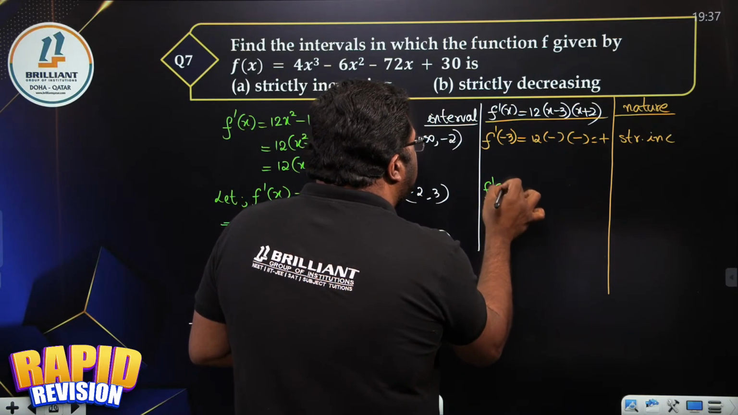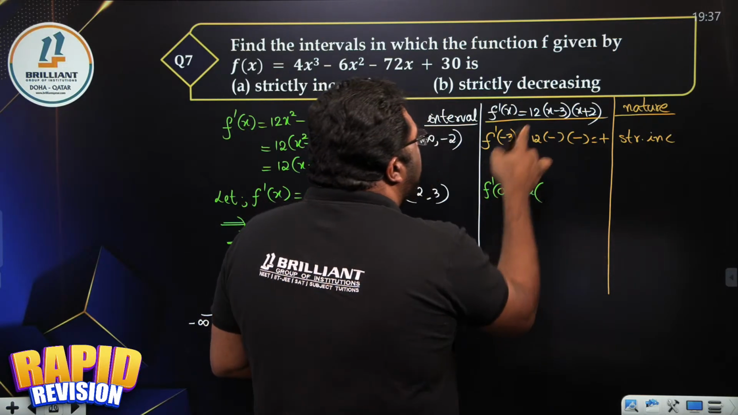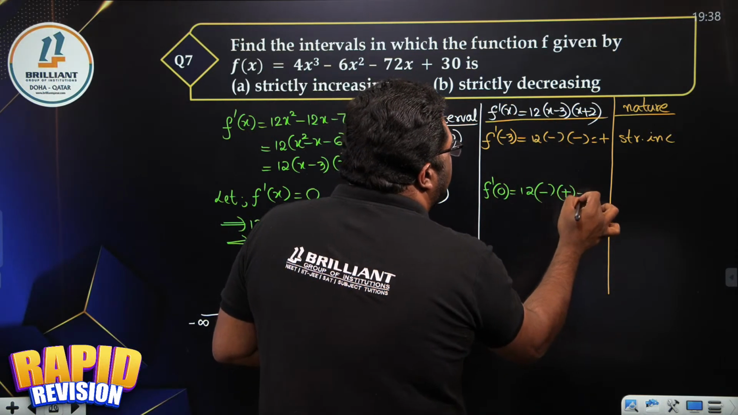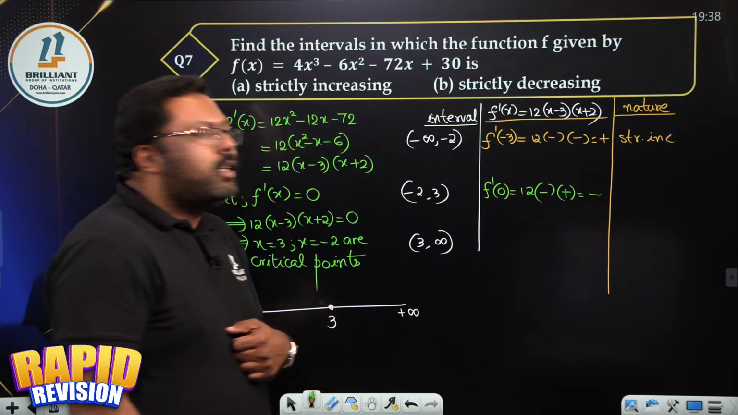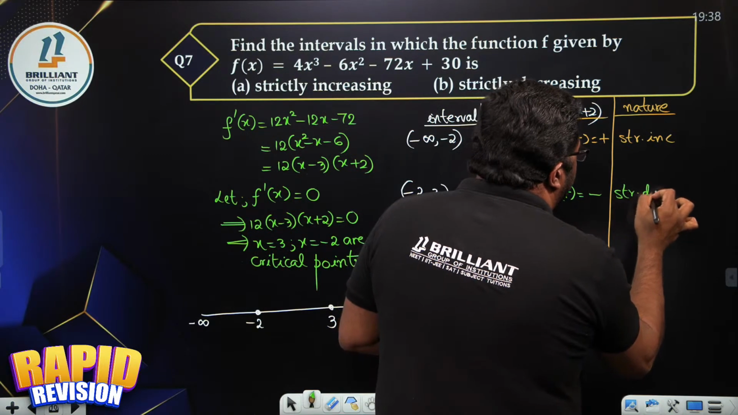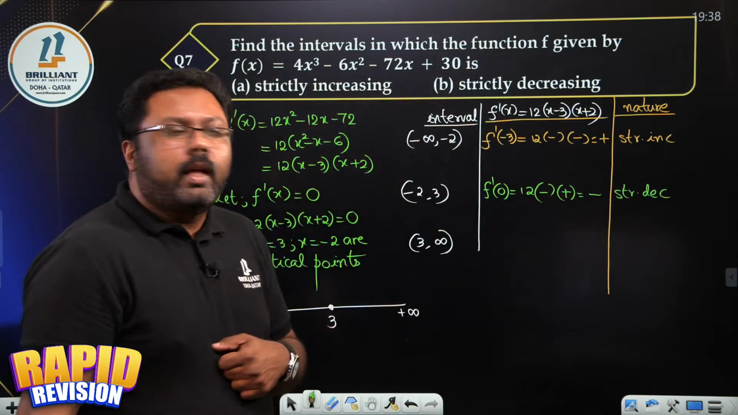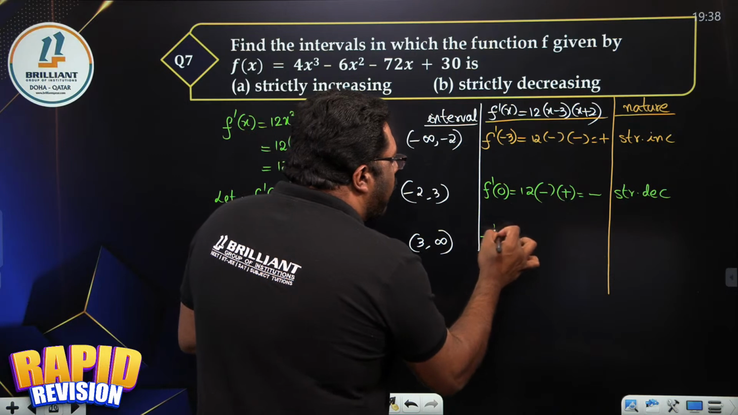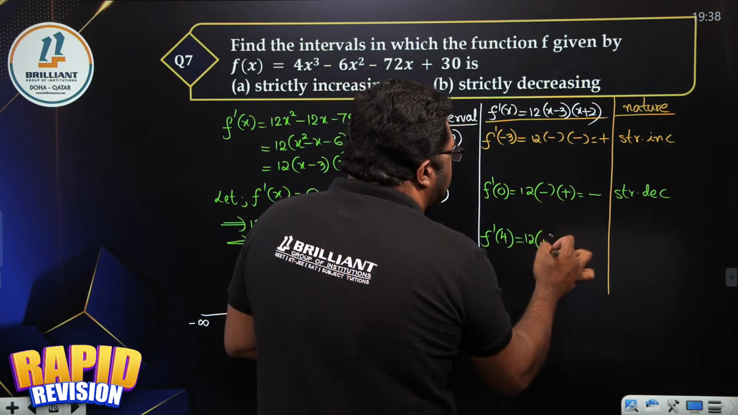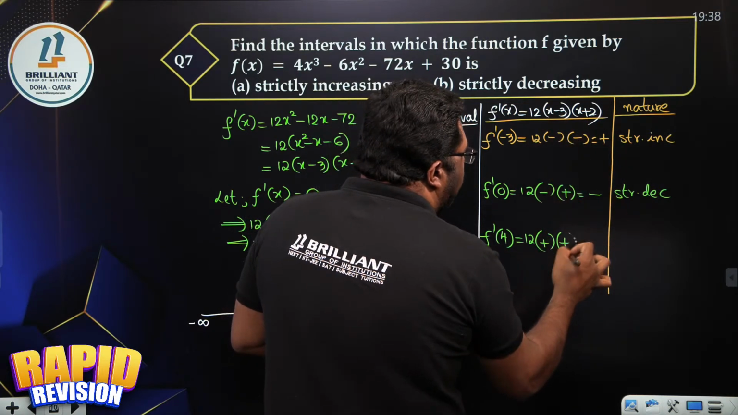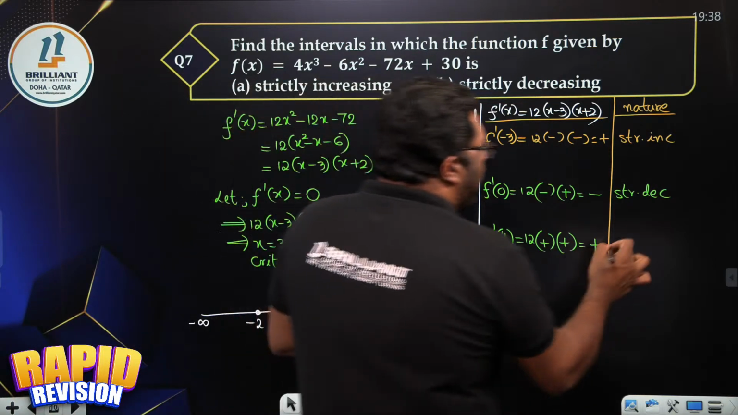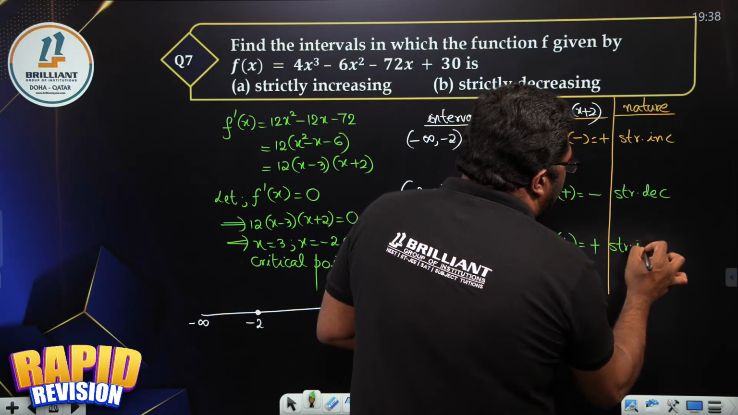I'm trying with f dash of 0 here. 12 into 0 minus 3 is negative. 0 plus 2 is positive. So my answer is the product, which is negative. So it's strictly decreasing. Then try the next one, f dash of 4. 12 into 4 minus 3, positive. 4 plus 2, positive. Final answer, positive. So positive means strictly increasing.